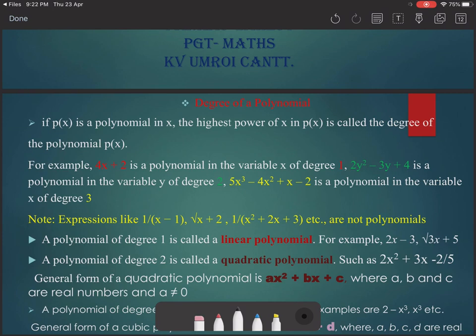First recall, in class 9th you have studied the degree of a polynomial. What do you mean by the degree of a polynomial? If p(x) is a polynomial in x, then the highest power of x in that polynomial is called the degree of the polynomial p(x).